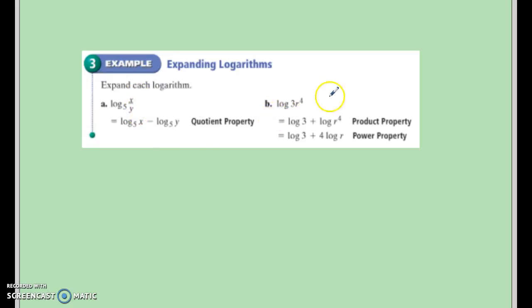Here I also have log, and I don't have a base, and remember that if I don't see a base, it's log base 10 of 3r to the 4th. First I want to separate my terms, so I've got log of 3 plus log of r to the 4th. But I can still expand a little more. I can take this exponent and, through the power property, move it out front. So I end up with log of 3 plus 4 log of r.